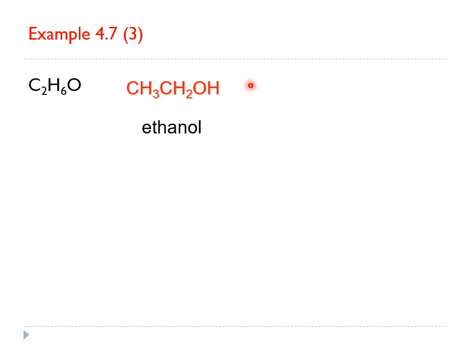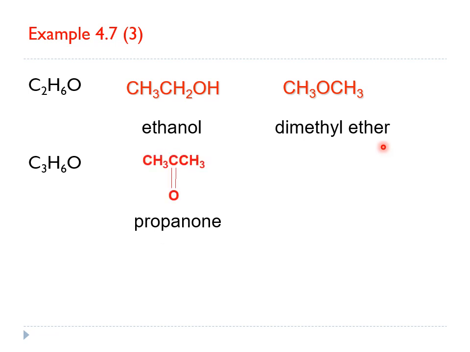Example 4.7, question number 3. We're going to do C2H6O. So the first structure is ethanol. The partner would be ether, so O would be in the middle. Dimethyl ether is an ether with 2 carbons. The second example is C3H6O. It can form propanone, whereby the carbonyl group is in the middle here, and it can also form propanal, whereby the carbonyl group is on the first carbon.